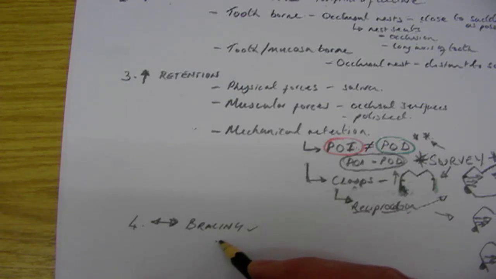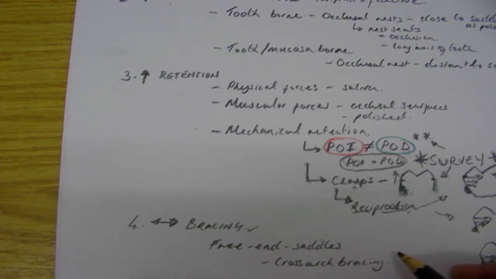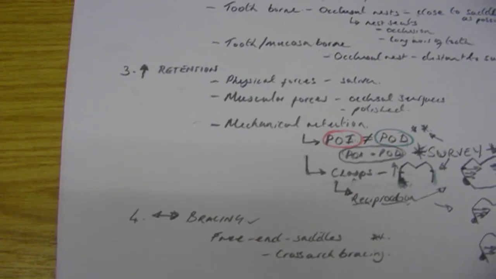So for example, when we're providing bracing for free end saddles, these will keep coming up because these are the problem ones. For bracing for free end saddles, we use cross arch bracing, and we'll come back to that when we talk about the occlusal rests for support.